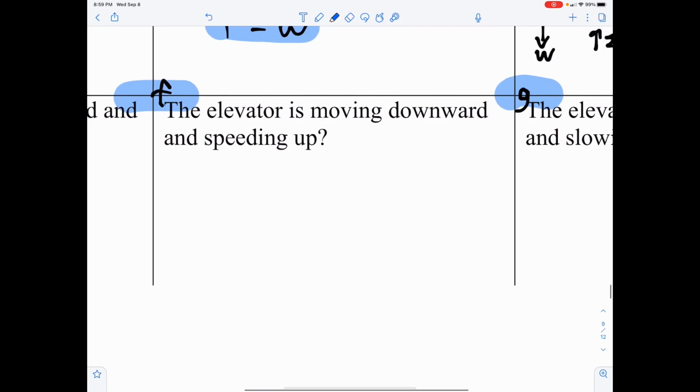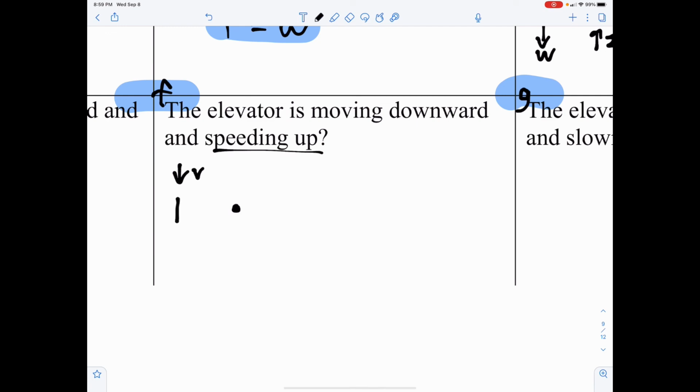Letter F. The elevator is moving downward and speeding up. Okay, so we're moving downward, velocity is down. Speeding up, acceleration must go the same way, so acceleration is also down. Net force goes the same way as acceleration according to Newton's second law, and which force is pointing down to give a net force going down? Weight. The weight must again be greater than tension, therefore tension is less than weight.